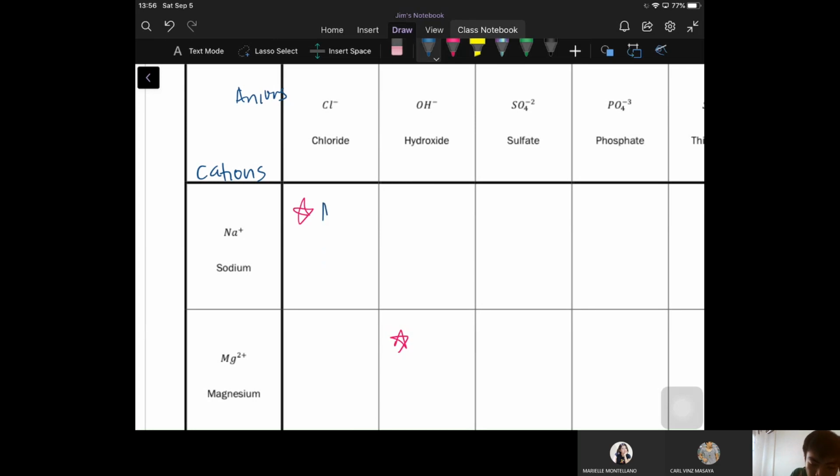Magbibigay ako ng space. So, yan yung formula. Okay? Mg2 plus and OH naman tayo. Again, polyatomic anion to, ha?